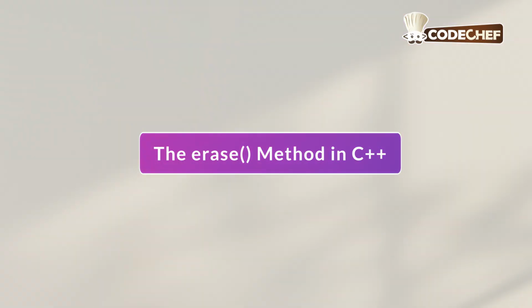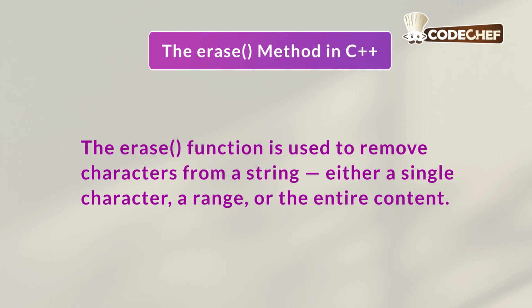Now let us discuss the erase method in C++. The erase method is used to remove characters from a string, either a single character, a range, or the entire content. So basically the erase method is used to delete elements from a string.